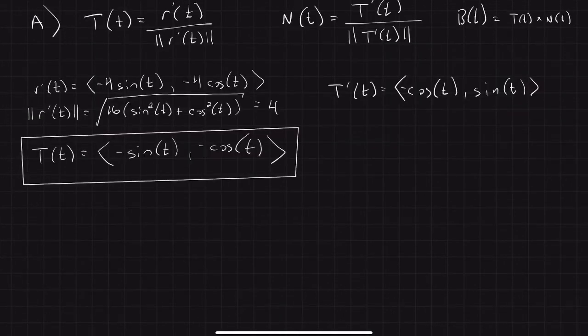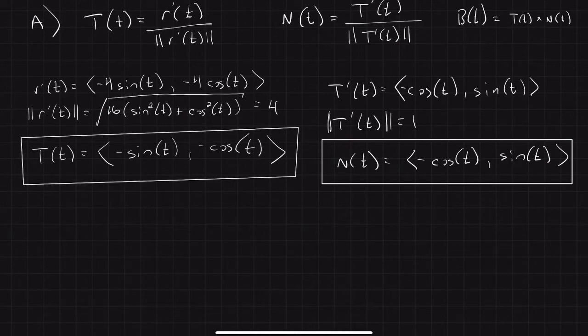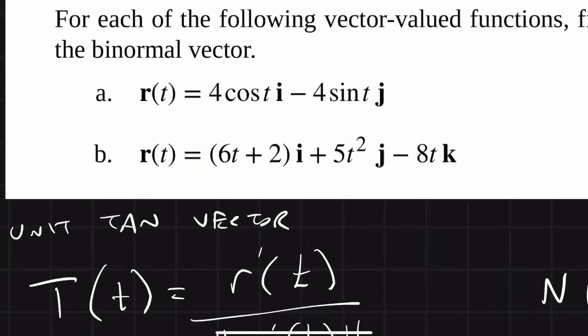Now let's work on finding the normal vector. We first have to take the derivative of T. That would be negative cosine of t, comma, sine of t. Then we need to find the magnitude of that, which ends up just being equal to 1. Our normal vector is just then going to be negative cosine of t, comma, sine of t. Since our vector valued function is just two-dimensional, that means that there will not be a binormal vector for this. You can only have a binormal vector if you're dealing with a 3D curve. Now for part B. This one's going to be pretty tricky.